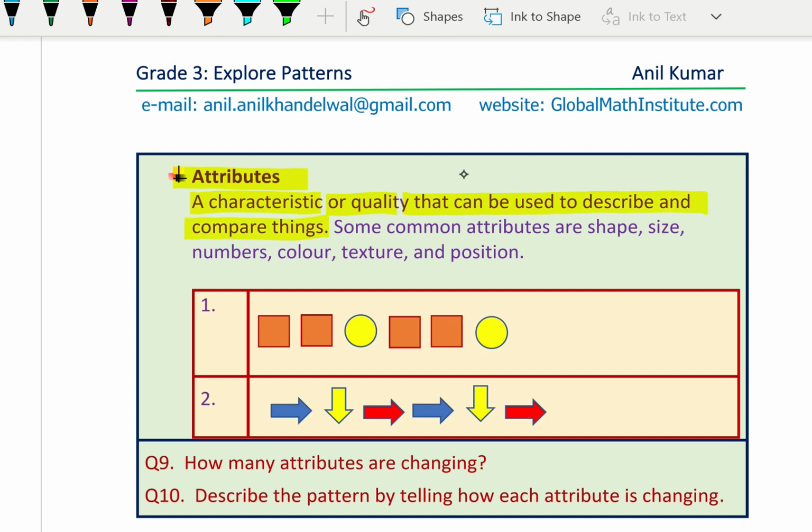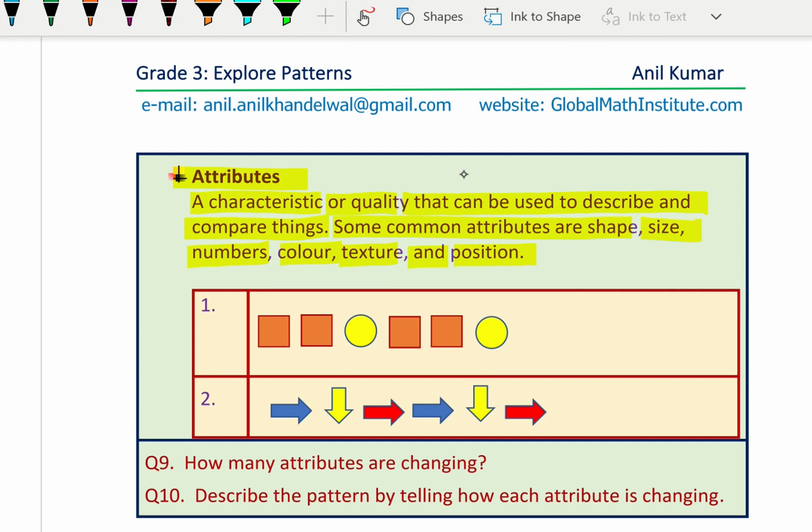So it is a characteristic or quality that can be used to describe and compare things. Now, some common attributes are shape, size, numbers, colors, texture, and position. You get it? So these are the different attributes. So let's look into these two examples and see what kind of attributes we are dealing with.